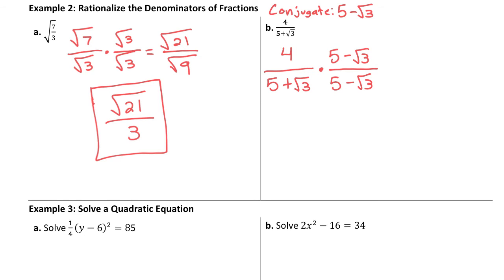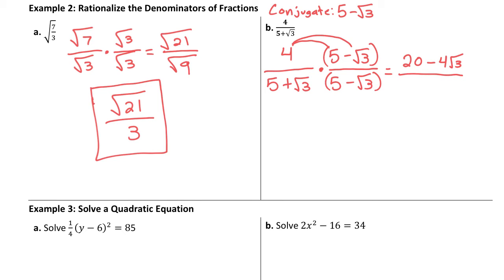And what might help is to write these in parentheses, because we are multiplying the top by this and the bottom by this. So the top becomes 4 times 5, 4 times square root of 3. So this becomes 20 minus 4 times the square root of 3.